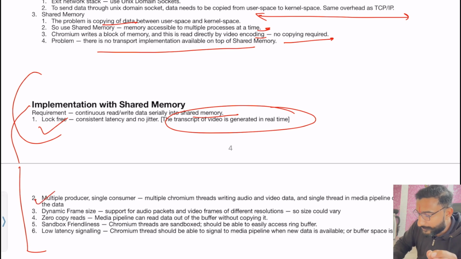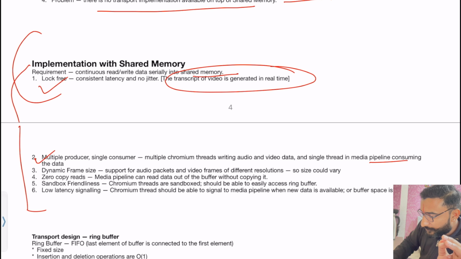Great. Multiple producers, single consumer. There are multiple threads which are writing the data. Why multiple threads? Because some thread is writing the audio data, some thread is writing video data. But there is a single thread which is reading the data, which is our encoding component.